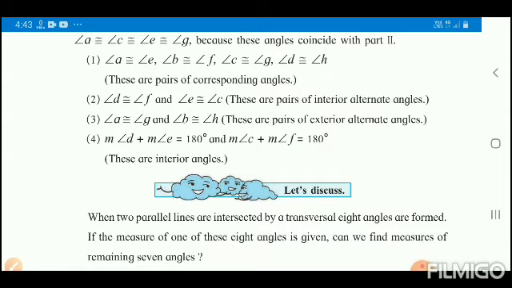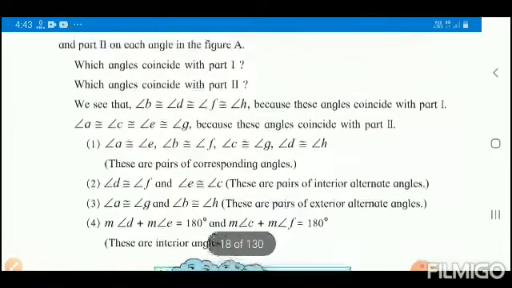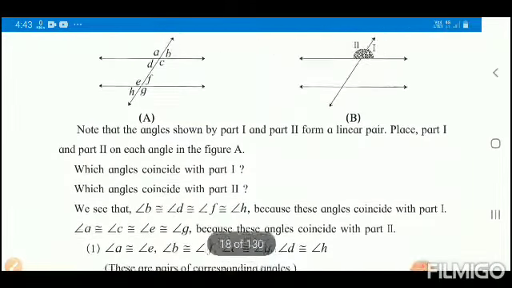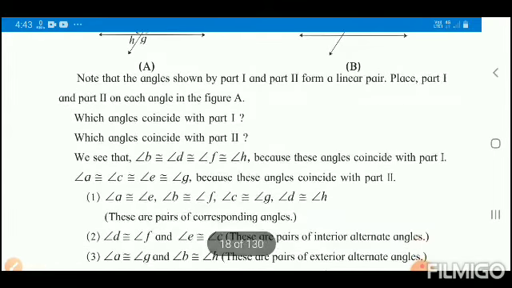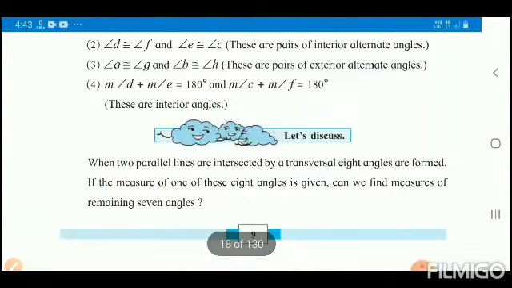These are interior angles, and by that we get the property that interior angles are supplementary. Why supplementary? Because the measure of the two angles is 180 degrees. Then we say that the angles are supplementary. So here angle D plus angle E and angle C plus angle F is equal to 180 degrees. They are interior angles. Let us discuss.